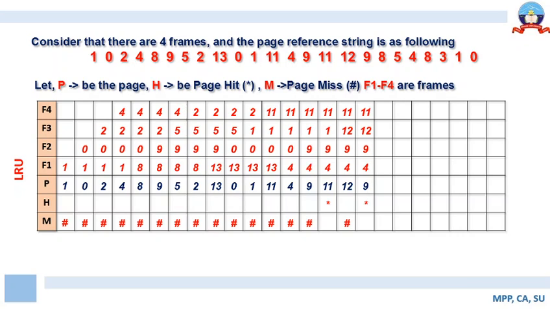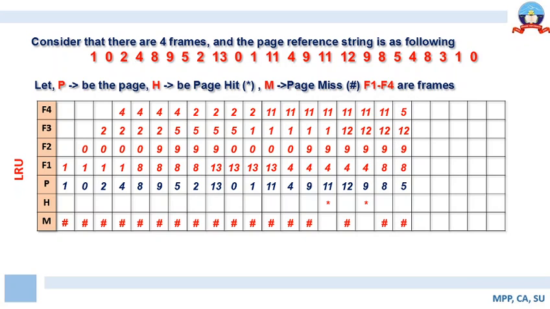Now after 9, there is a page request for page number 8. So out of 11, 12, 9 and 4, 4 has the farthest reference, so I need to replace 4 by 8. Now likewise, after 8 I have a request for 5. So out of 11, 12, 9 and 8, I need to check for the farthest reference, and the farthest reference is page number 11. So 11 will be replaced by 5.